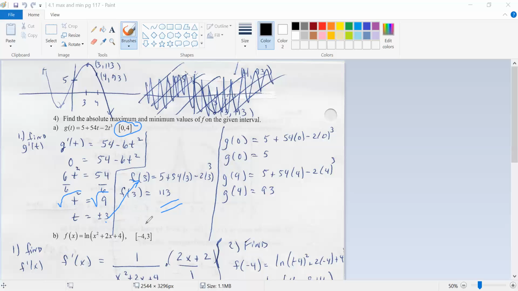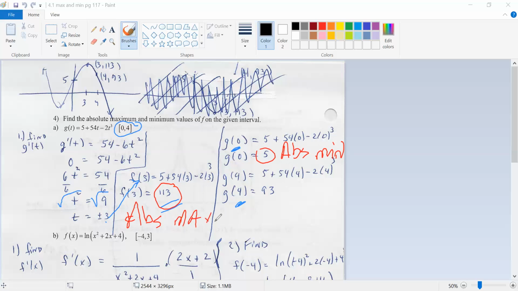So what you have to do after that, using that closed interval method, is because my interval is from 0 to 4, I plugged in 0 here and 4 here to the original function. And what happens is you'll find the y values, 5 and 93 here. So 5 is the y value when x is 0, 93 is the y value when x is 4. The highest y value you have is there, the lowest y value you have is there. So this is your absolute minimum, and this is your absolute max.